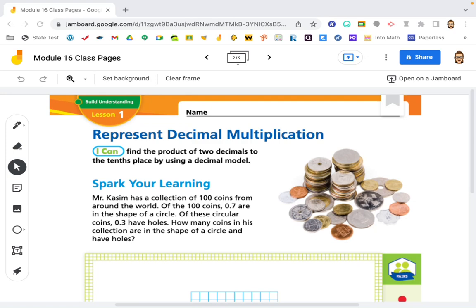So it starts with Spark Your Learning. Mr. Chasm has a collection of 100 coins from around the world. Of the 100 coins, 7/10 are in the shape of a circle. Of these circular coins, 3/10 have holes. How many coins in his collection are in the shape of a circle and have holes?